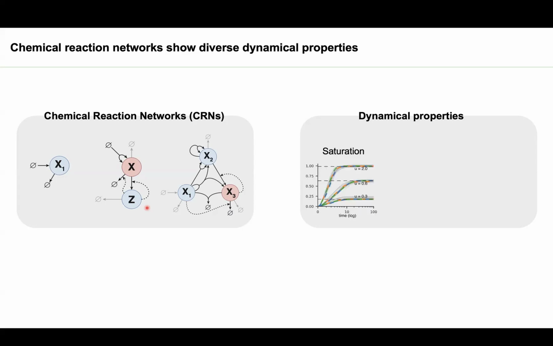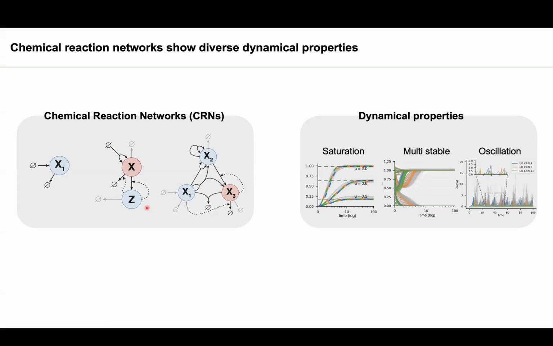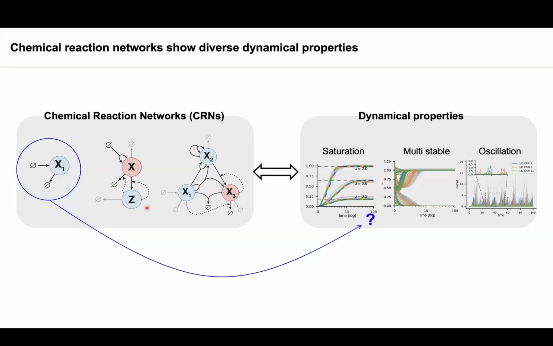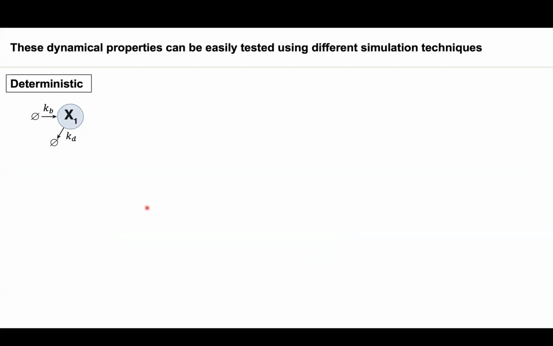So it can be really simple, increasing with saturation, or it can show some stability, or it can also show oscillation. A really well-known and well-researched area is that if we have one chemical reaction network, then we can predict its dynamical properties. One simple method would be using differential equations.